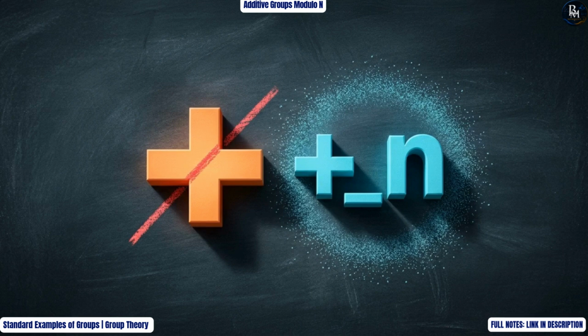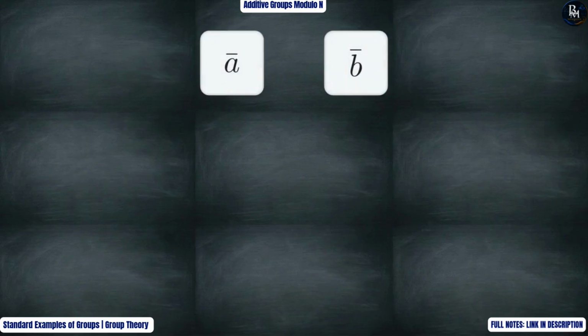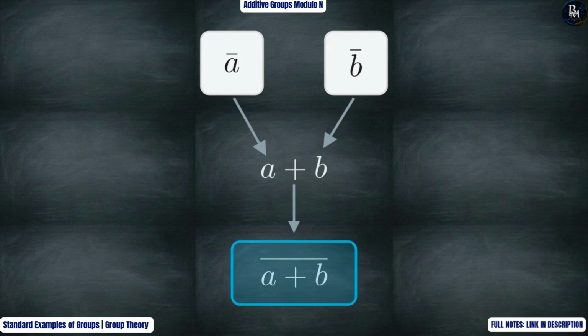For this set, we define that operation as addition modulo n. The operation follows a 2-step mechanism. First, we select the integer representatives of the 2 classes and calculate their sum. Second, we determine the residue class of that sum modulo n, mapping the result back into our set.